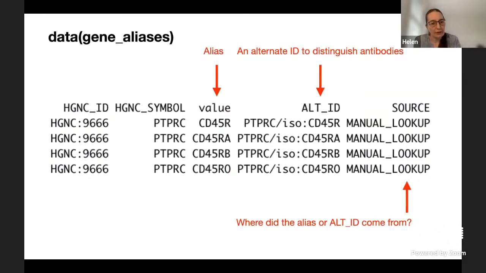As an example, for the isoforms of CD45, this is part of the gene_aliases table. You see that they all map to the same gene, but the gene is not enough to enable you to distinguish between the different antibodies. So in the gene_aliases data set is an alt ID, and this can be anything. In this case, it's an ID for the isoform, but it's anything that enables you to distinguish between different isoforms. And the final column, source, tells you where this information came from. So in this case, it was manual lookup, meaning that I looked this up myself in rols.